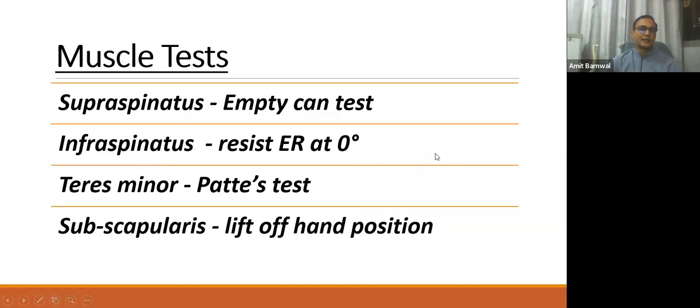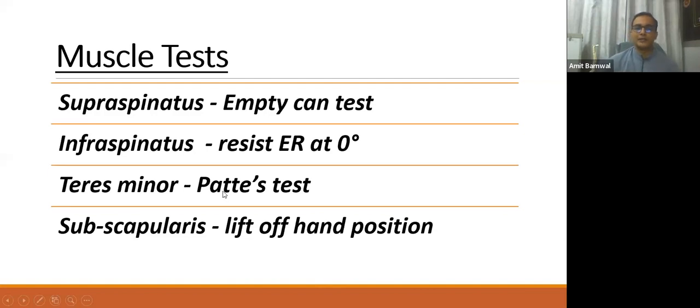There is some more muscle testing for the rotator cuff muscles, like the supraspinatus empty can test. We can check how the muscle is working. For the infraspinatus, we can check external rotation at 0 degrees. For the teres minor, we can do a test observing scapular movement or position. We register the external rotation and see how the scapula is showing alignment.